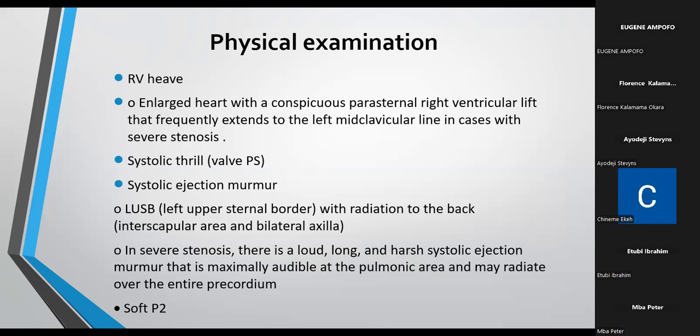In severe pulmonary stenosis, there's a loud, long, and harsh systolic murmur. Sorry, I forgot to say, in most cases of mild to moderate disease they are usually asymptomatic, except when they present with severe pulmonary stenosis, that's when they present with palpitations, syncope, and all that. And they present with a soft P2.